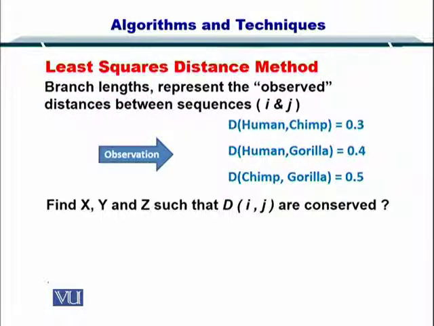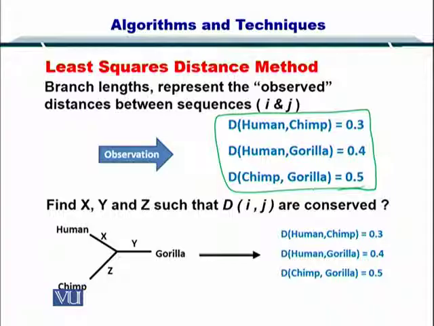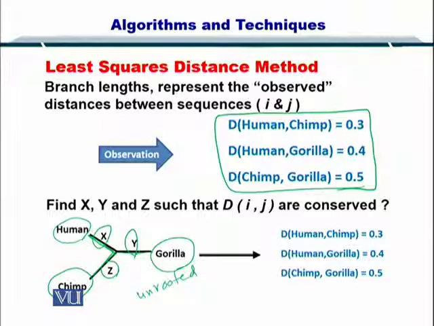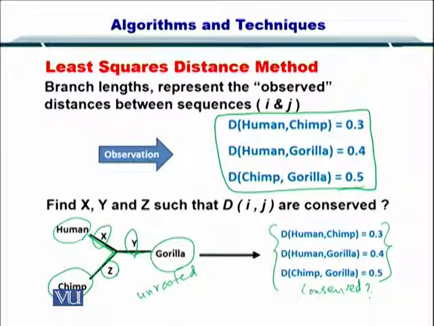So can we find such nodes such that all of these distances are conserved in a phylogenetic tree? Let's see. So can we have humans, chimps, and gorilla put on a phylogenetic tree, as you can see here. So this is an unrooted tree. So can we find X, Y, and Z such that these conditions are conserved? So this is done in the least square distance method.